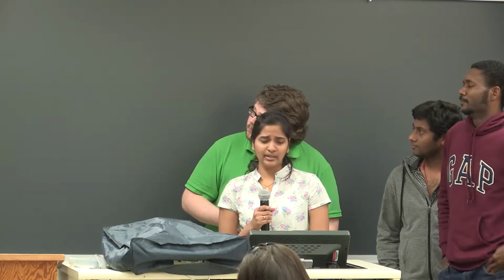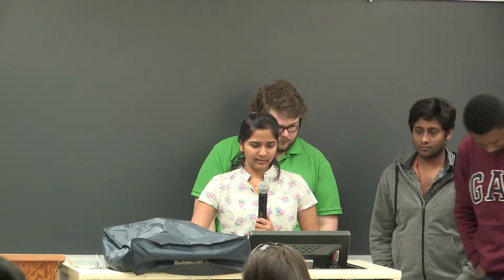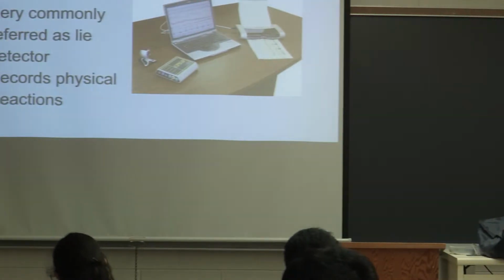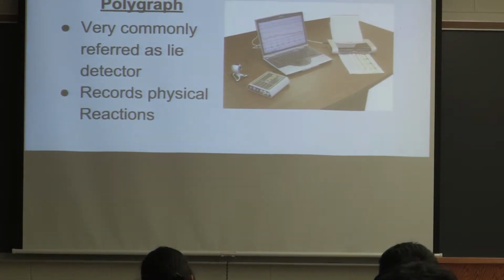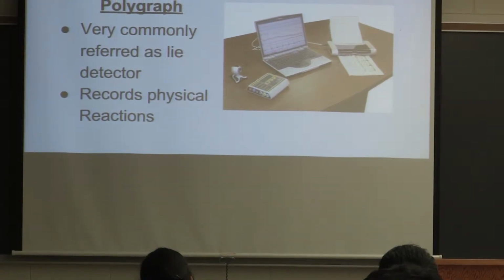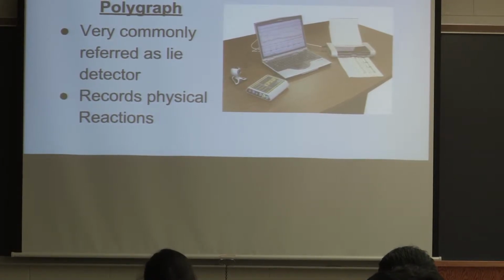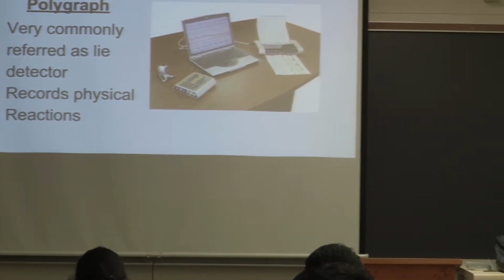Our topic is thought identification, and I'm going to present the past technology which was used in this thought identification process. The past technology that has been used is the polygraph. The polygraph can be referred to as a lie detector. We have seen many scenarios where people use this lie detector to find out the truth.